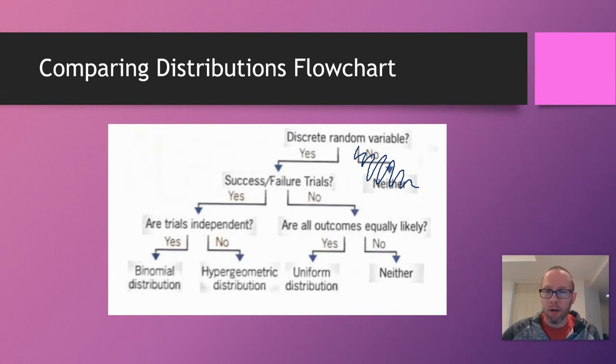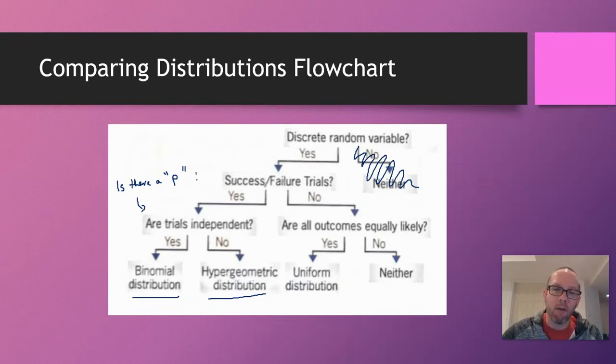If your problem involves trials with success or failure, so that would be answering yes to success-failure trials, there's 2 options: binomial distribution, hypergeometric distribution. And the question to ask is, are the trials independent? Or is the probability of success for each trial the same, like flipping a coin or rolling a die? Or is it different, like dealing out a hand from a deck of cards?